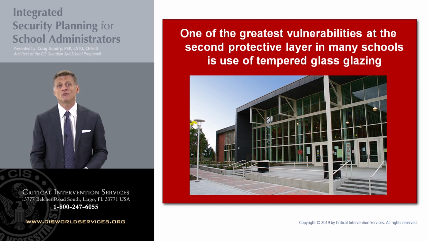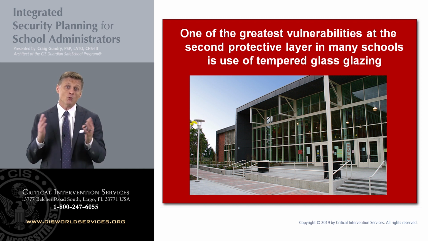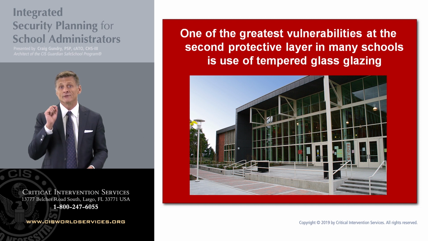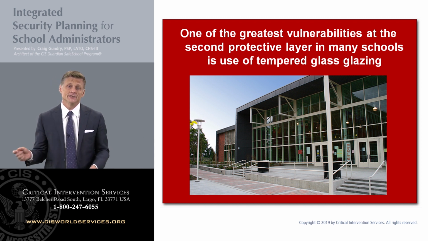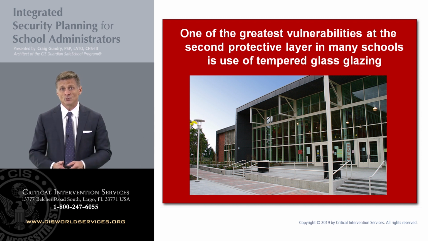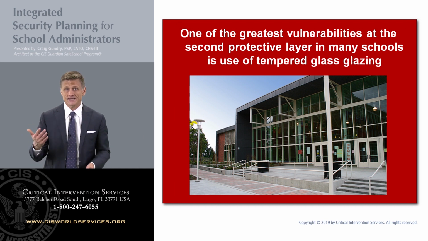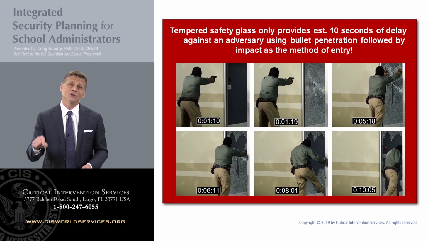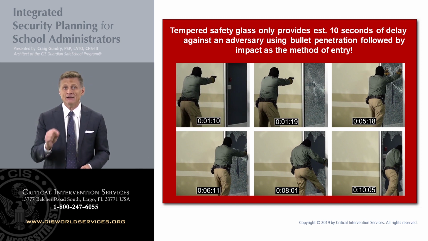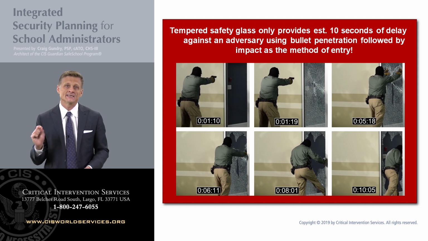It also does not account for the fragility, or how weak a tempered glass window gets, when first penetrated by a firearm projectile. My organization, Critical Intervention Services, in cooperation with the window film manufacturer, SolarGuard, conducted tests of unprotected tempered glass windows, utilizing a firearm to penetrate through those windows and then enter through the breach. The average mean delay time was 10 seconds.